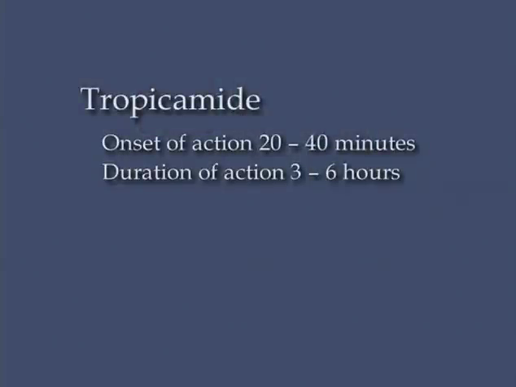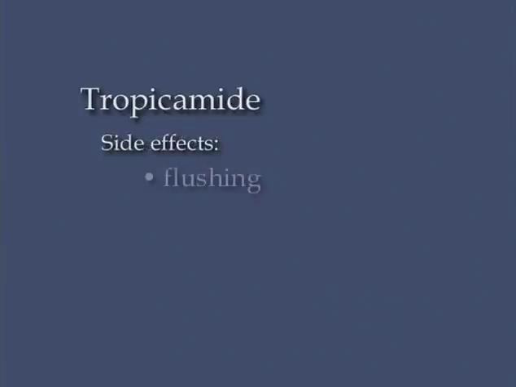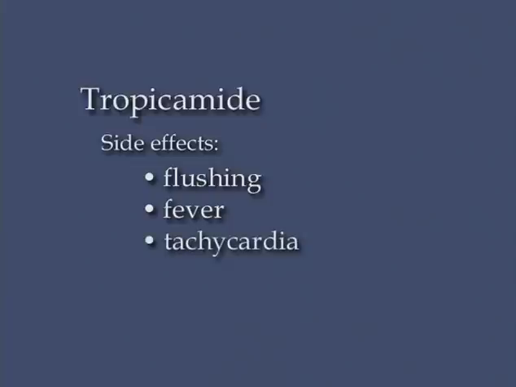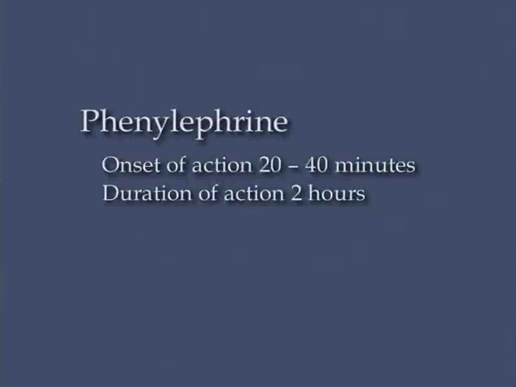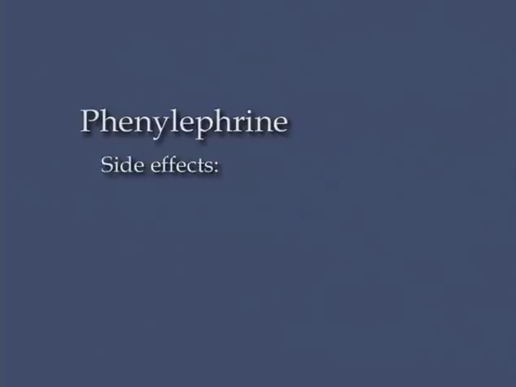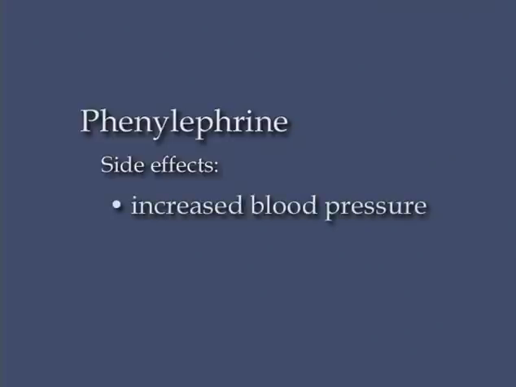Tropicamide takes approximately 20 to 40 minutes to take effect and lasts 3 to 6 hours. Rare side effects include flushing, fever, tachycardia, and stinging. Phenylephrine also takes 20 to 40 minutes to take effect and lasts approximately 2 hours. The possible side effects include increased blood pressure and tachycardia. Avoid using phenylephrine in patients with poorly controlled hypertension.